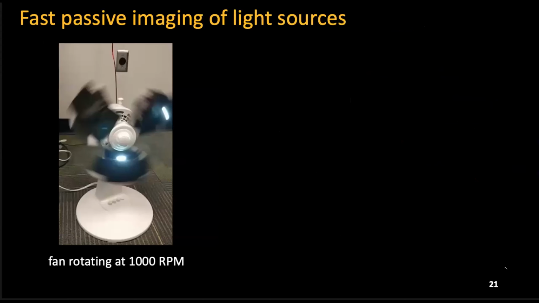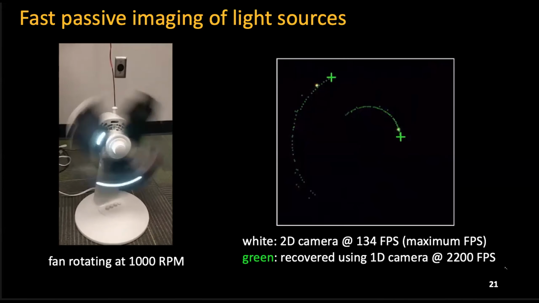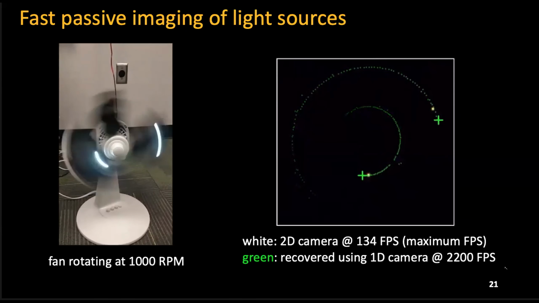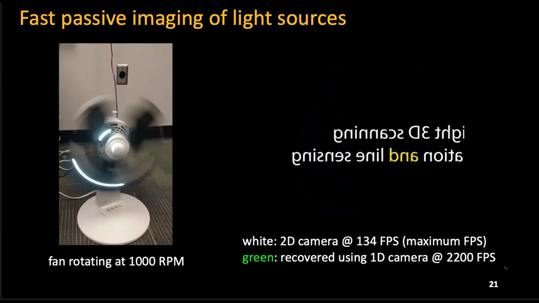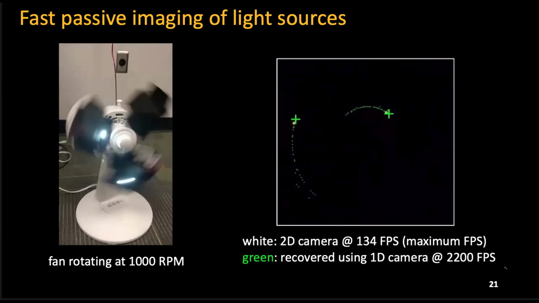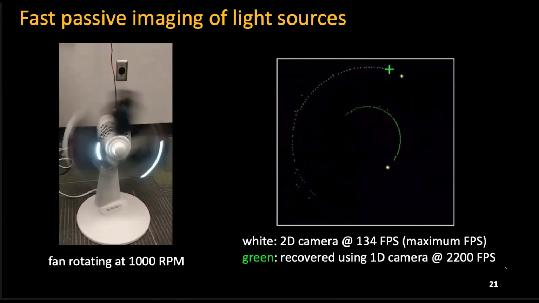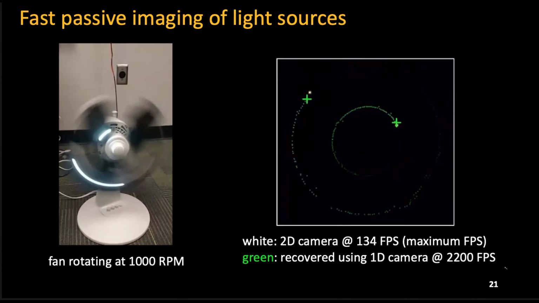So here's a fan, and we attached a couple of LEDs, and it's going pretty fast. The green cross here shows how our 1D sensor, or a small ROI, at 2,200 frames per second is capturing the rotation of that fan, right? And this is nearly just a 1D sensor, right?